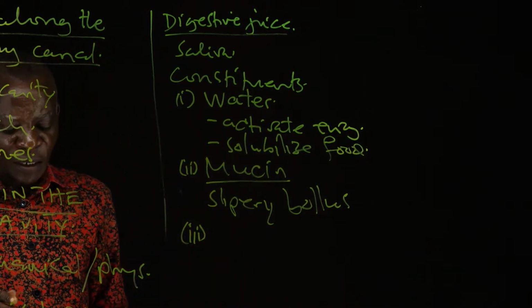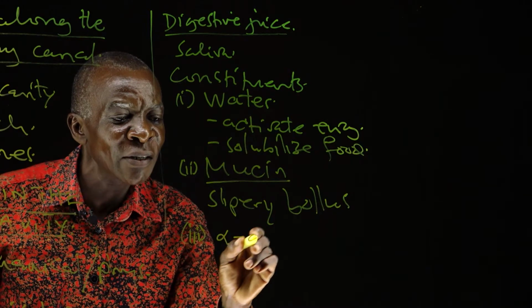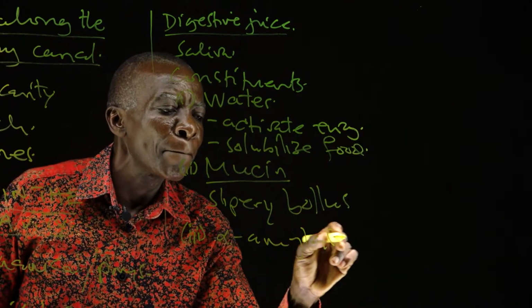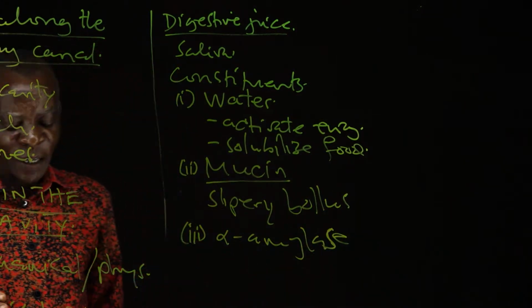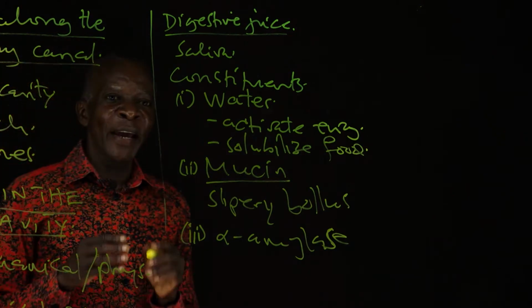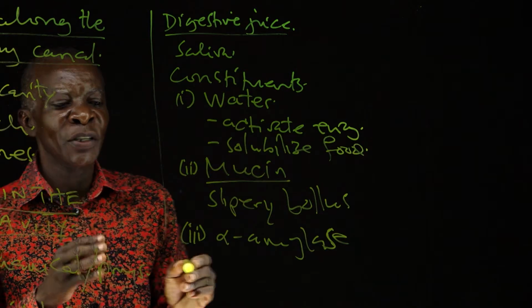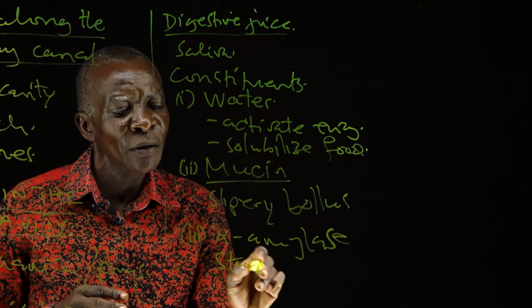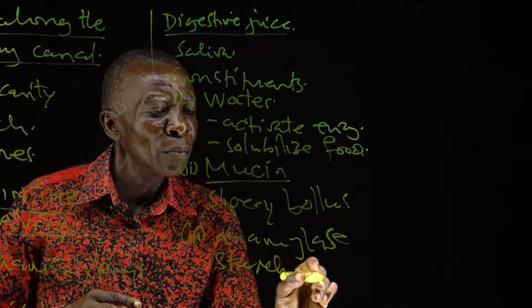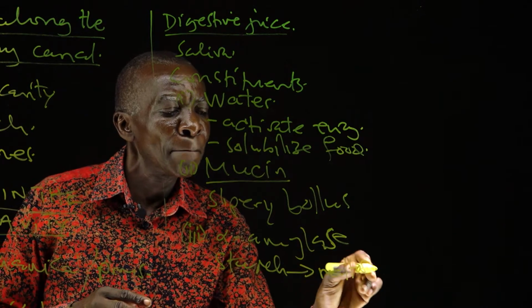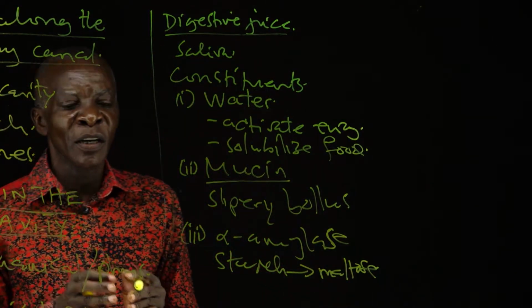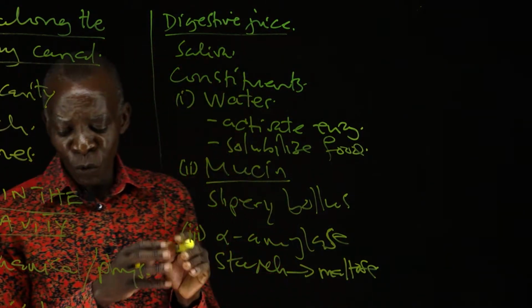The third chemical constituent is alpha amylase. Alpha amylase is an enzyme which catalyzes the hydrolysis of starch into maltose. It starts the hydrolysis of starch into maltose.